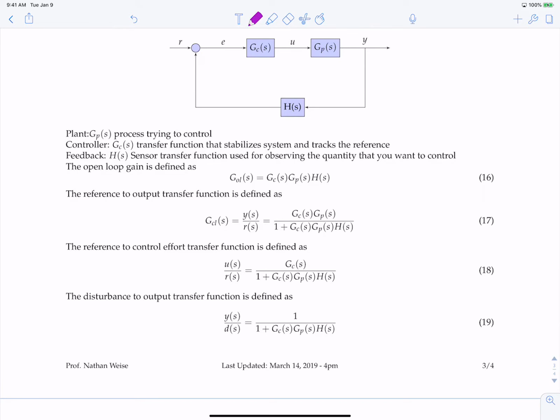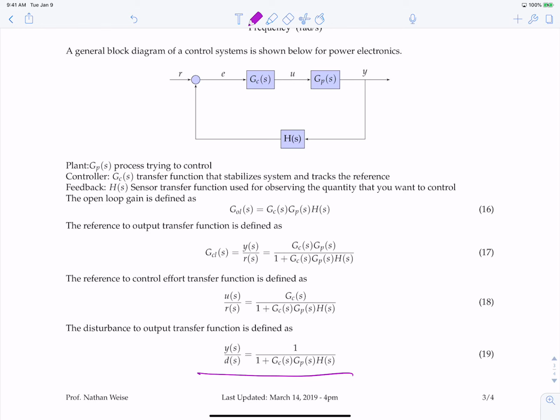So it just depends on your application, but sometimes 18 can be very useful if it's expensive to actuate. This 19 is very useful, especially for voltage mode control when you're tracking voltage. You're not really going to have step changes in references because you're just going to fix your reference at an output voltage. But what you will have is a disturbance to the output voltage, so D to Y.